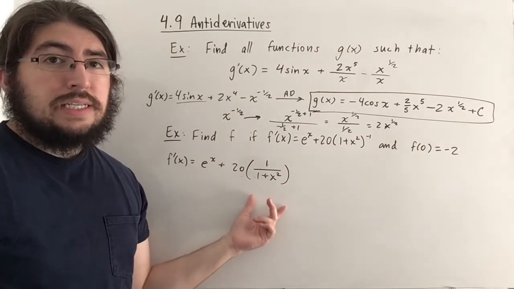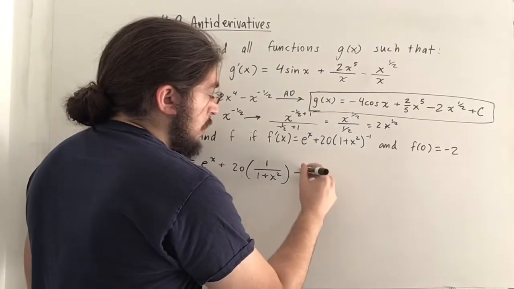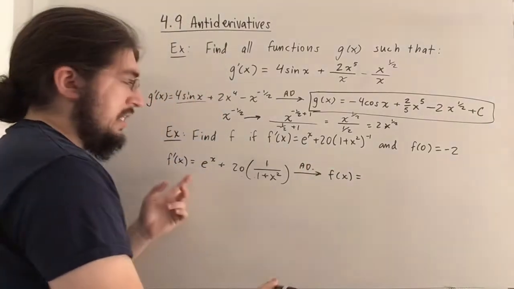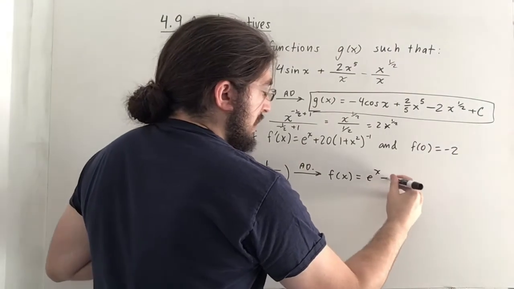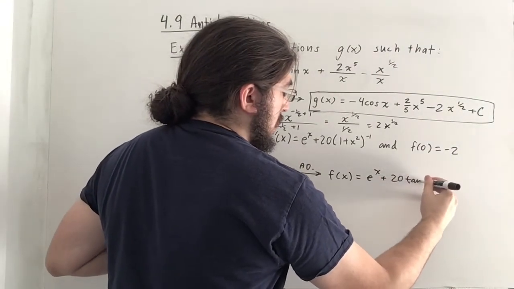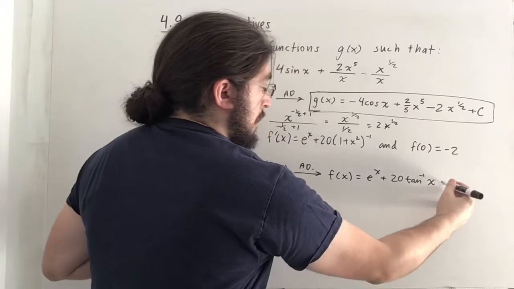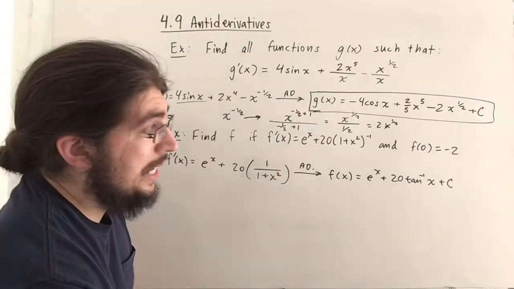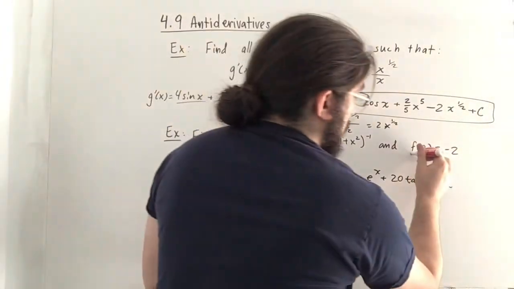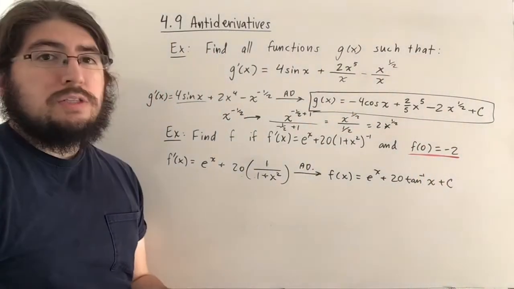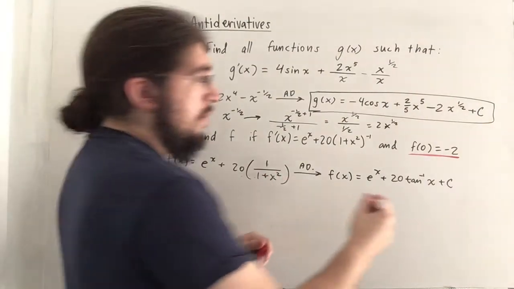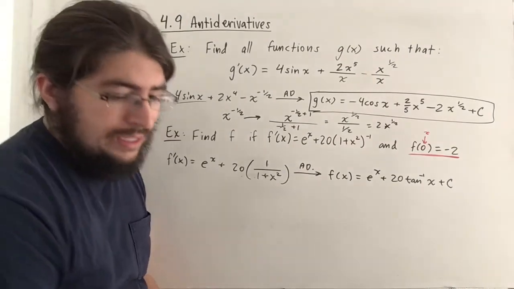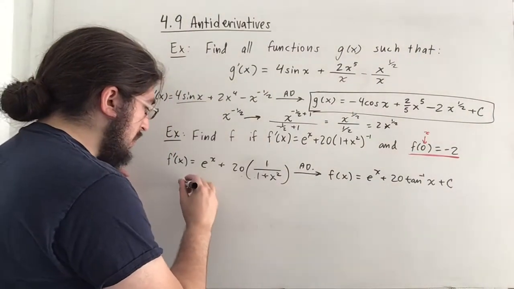it's tangent inverse. So now we can say by antiderivative rules, the antiderivative of f prime is just f, which is e to the x plus 20 tangent inverse of x plus c. Now, I would box this here, but in this case, we're actually given an initial condition. So how can we use this initial condition? Well, it says f of 0, and usually, remember, we have f of x, so that means we want x to be 0 in this case. And if you let x equal to 0, what happens?